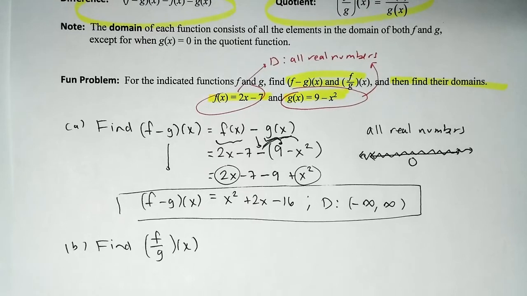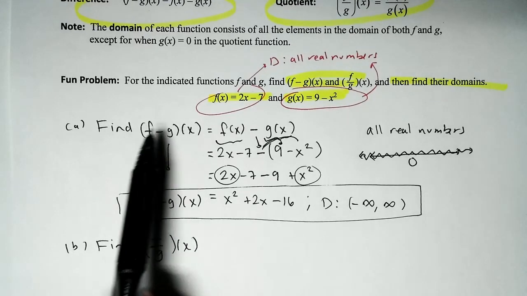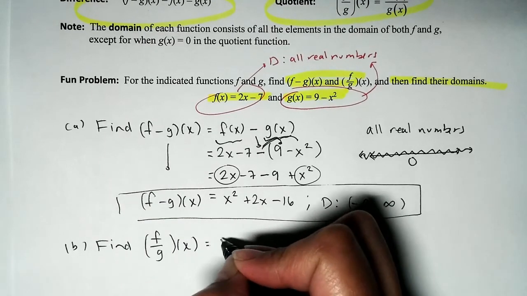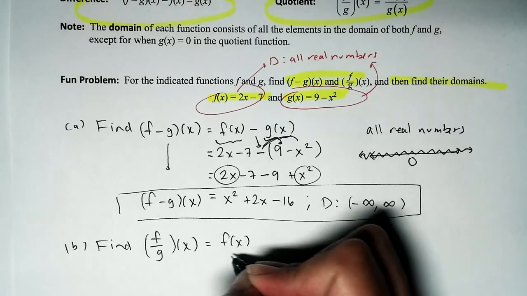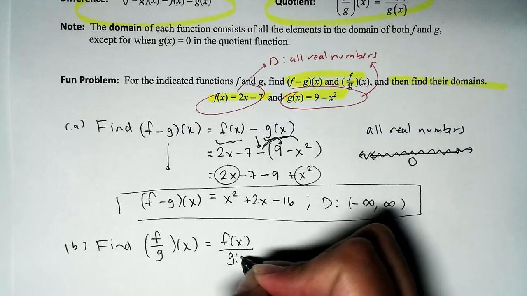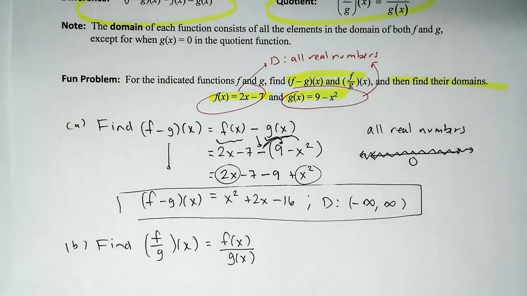Let me write it so f and g are not together. We're going to take the top function, which is a function of x, and divide it by the second function. We're not really going to do the long division. We'll just set it up as a quotient.